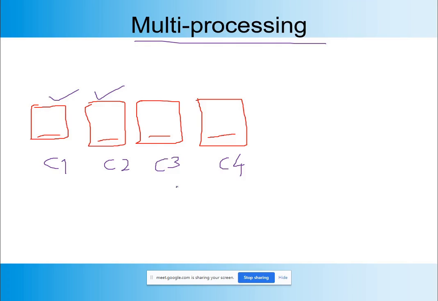Are these 3 approaches clear? Please respond. Yes, ma'am. Okay. Yes, ma'am. Okay, that's good.